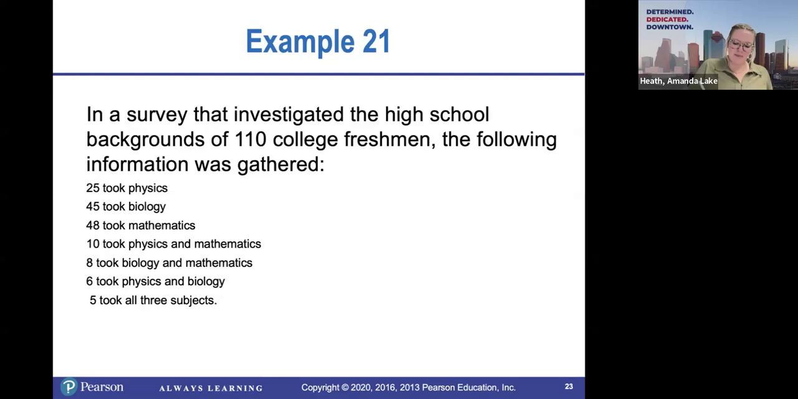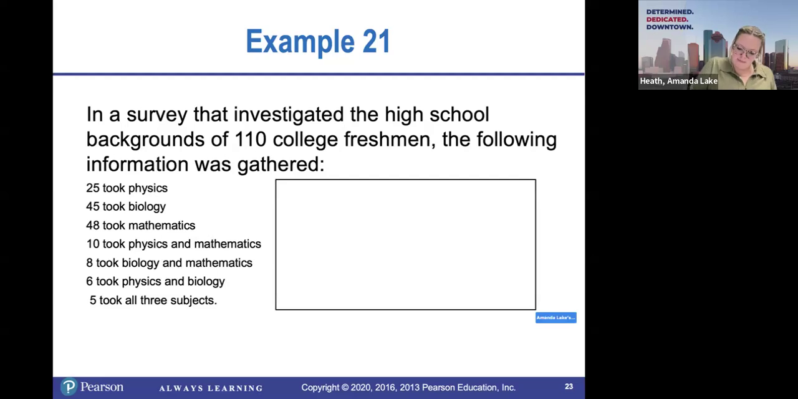Okay, so here's an example I really wanted to make sure we got to, because you're going to have several problems like this on your homework. So in this example, you know that there are 110 college freshmen, so that's our universal set of college freshmen. And we know the following information about the number of students who took physics, biology, math, physics and math, biology and math, physics and biology, and all three subjects.